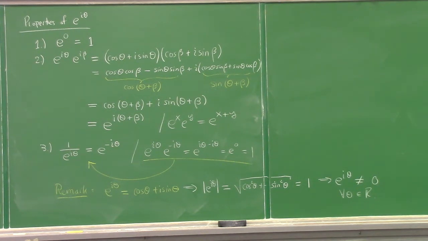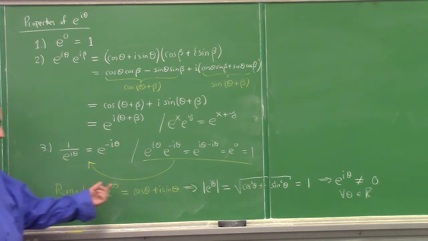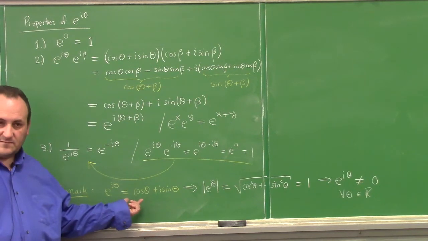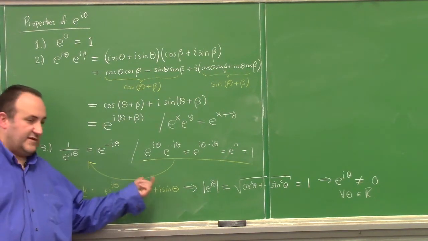Now, another way to see this, the reason that e to the i theta is non-zero, here's another truth that is good to know about. There is never a theta where both sine and cosine are simultaneously zero, right? Sine and cosine theta can't be zero for the same theta.